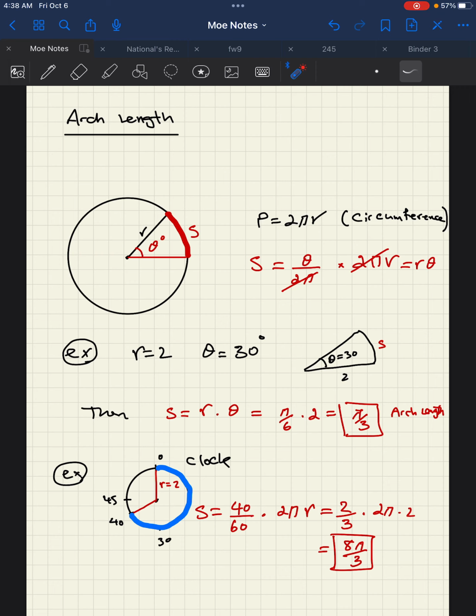So then that means the tip of the arm of your clock has traveled 8 pi over 3 if your radius was 2. If your radius was 1.2, that would change here, so the whole calculation would change.